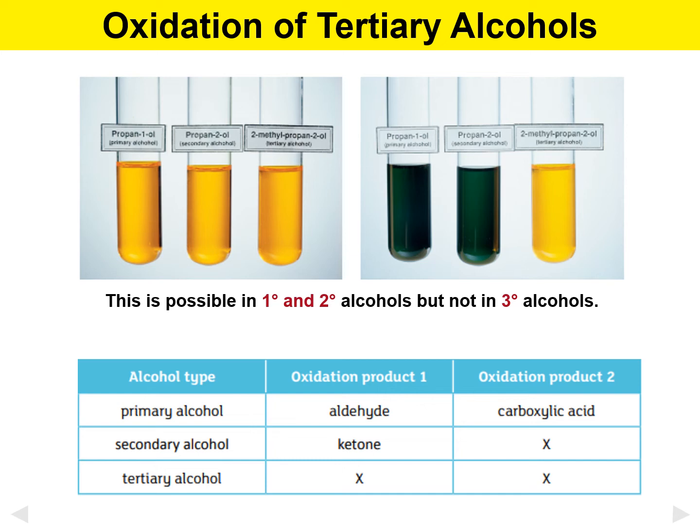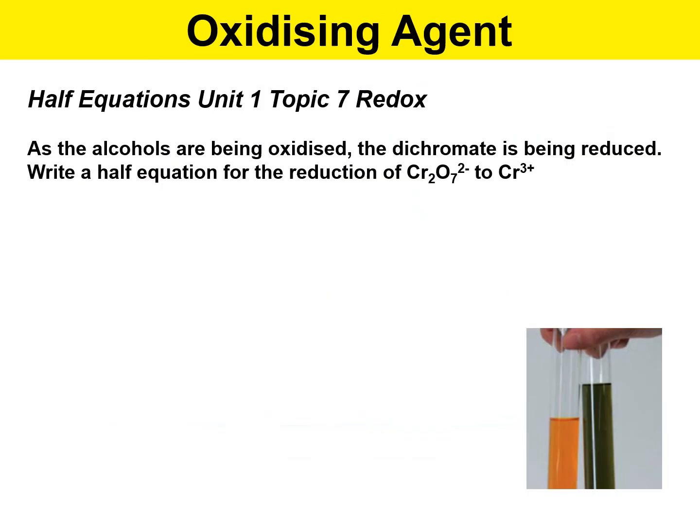If you look at the table, this sums up the products of oxidation. A primary alcohol can be oxidized to an aldehyde and further to the carboxylic acid. The secondary alcohol can only be oxidized to the ketone, and tertiary alcohols cannot be oxidized. What is the oxidizing agent? The oxidizing agent is acidified potassium dichromate.